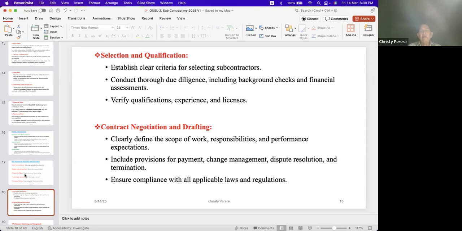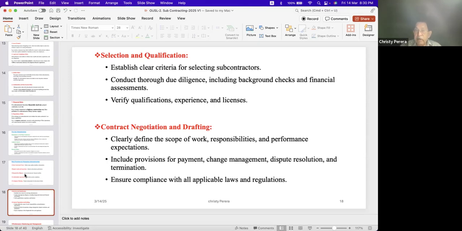Contract negotiation and drafting. Clearly define the scope of work. Very important. When you're going to give the subcontractor some work to be done, the scope, or terms of reference, whatever the name, you'll have to clearly define and give the job to them.